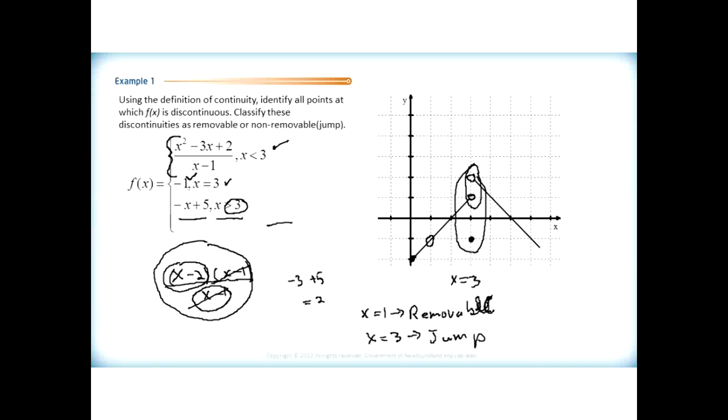We have to go from one place to the other. It's true that this point here has been removed and placed elsewhere, but it's still a jump in the actual graph. So we've got 2 points here. One at x equals 1 that's removable because of the factor that canceled out, and we've got one at x equals 3 that's clearly a jump discontinuity.